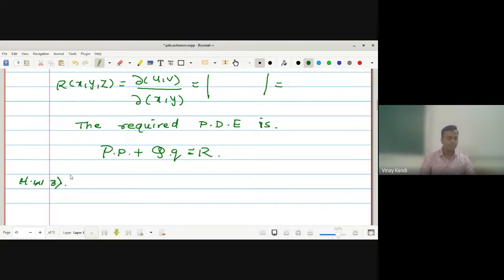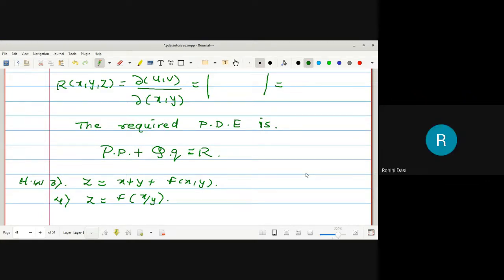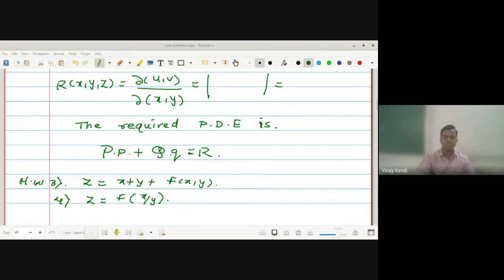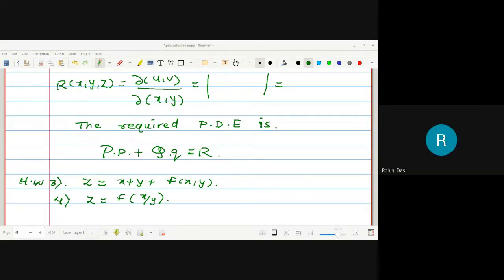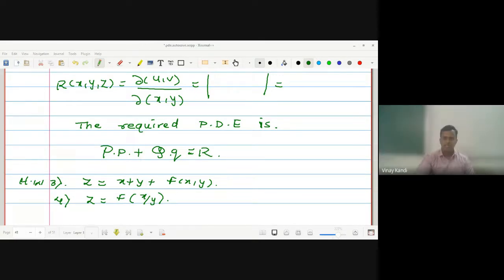Number 3, z is equal to x plus y plus f of xy. Okay, and the fourth one is z is equal to f of x upon y. Okay, any doubt in this lecture? Did you note down the two examples? Yes, sir. So any doubt in this lecture? No, sir. Did you understand what was taught properly? Yes, sir. If there is any difficulty, you can ask.